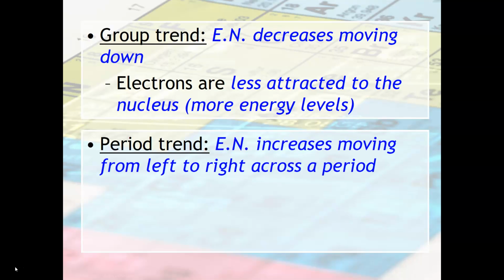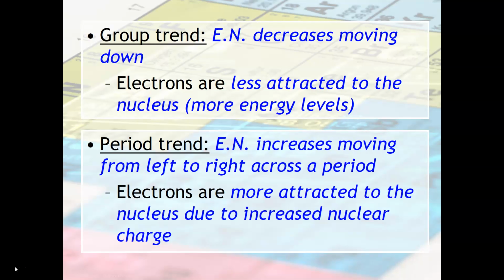For the period trend, as we have talked about with ionization energy and atomic radius, we know that as we go across, the effective nuclear charge or the nuclear charge increases. And when that happens, that's going to cause more attraction. So therefore, since we are going from left to right when we talk about period trends, that automatically means that the electrons are more attracted to the nucleus. And if they're more attracted, they're going to tug on those electrons a little bit more.